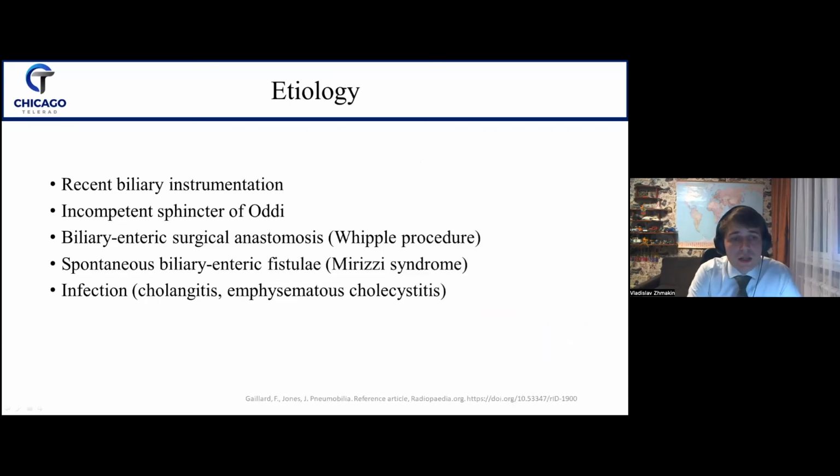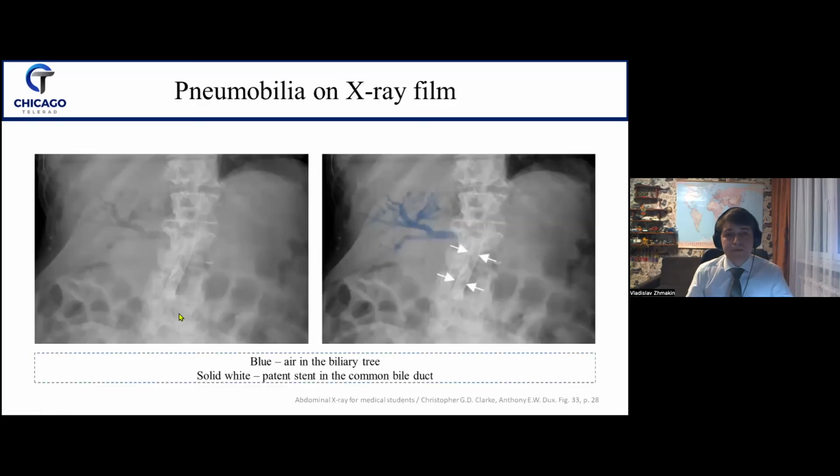There are several causes. The most common is recent biliary instrumentation, especially after ERCP. Also an incompetent sphincter of Oddi, especially with increased intraduodenal pressure. Other causes are biliary enteric surgical anastomosis, spontaneous fistula, for example in Mirizzi syndrome, and infectious processes.